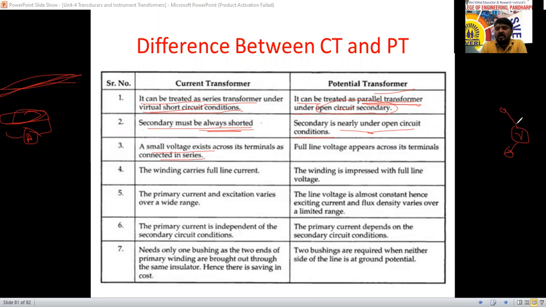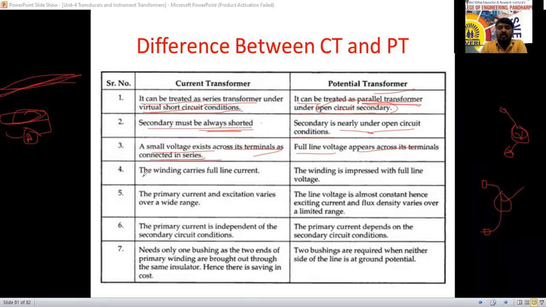But here, the large value we are using, if we consider it as an open circuit, the voltage drop across these 2 points will be the product of I into R. Because of very high resistance, that voltage drop will be more over here. So a small voltage exists across its terminals as connected in series here. Now the full line voltage appears across its terminal. Whatever the line voltage is, the same line voltage is going to appear across its terminal.